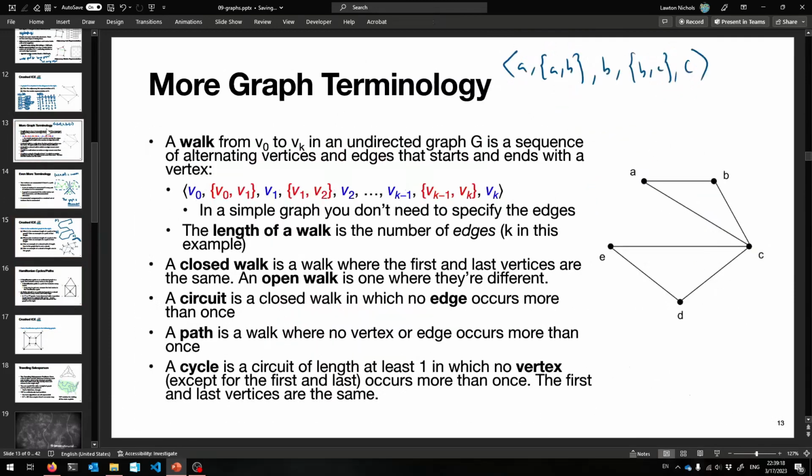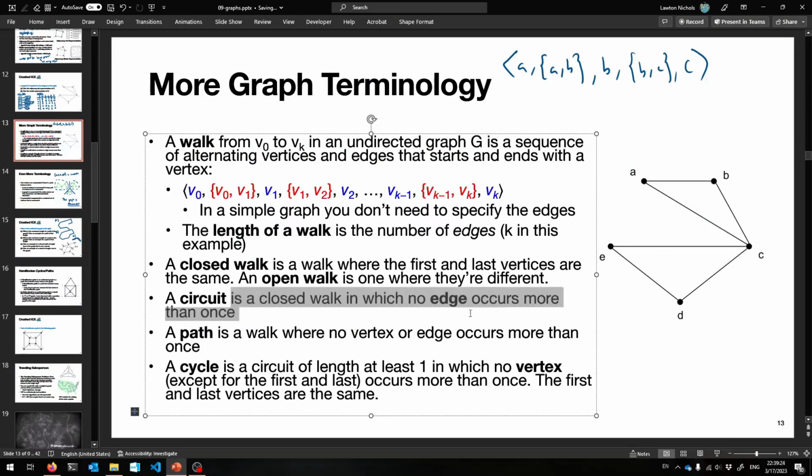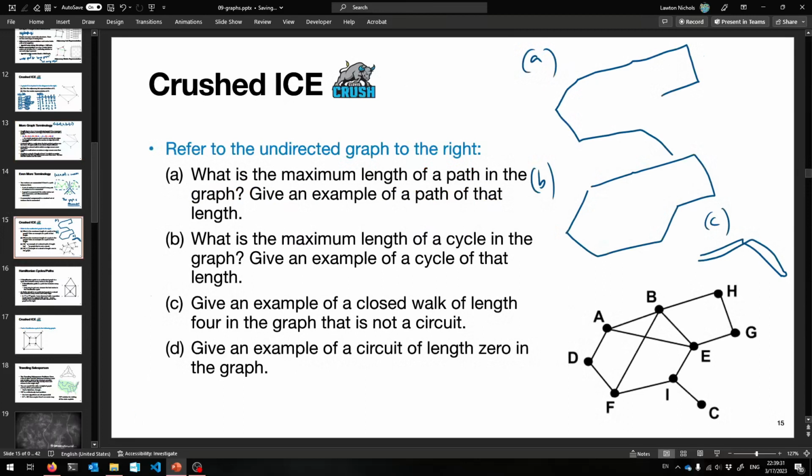So a circuit of length 0, well, if it has length 0, that means it goes nowhere. It must be a closed walk though, the first and last vertices must be the same. So if you just think about that long enough, it's just, well, pick somewhere and don't go anywhere. Oh wow, you came back to yourself, you just never left. And so that would be a circuit of length 0, for example.